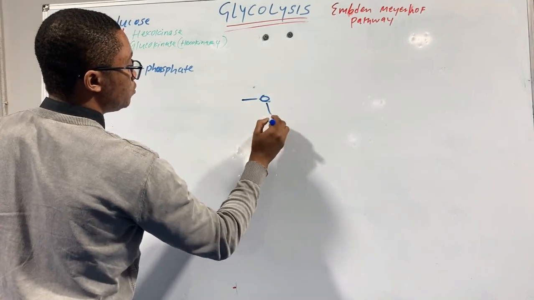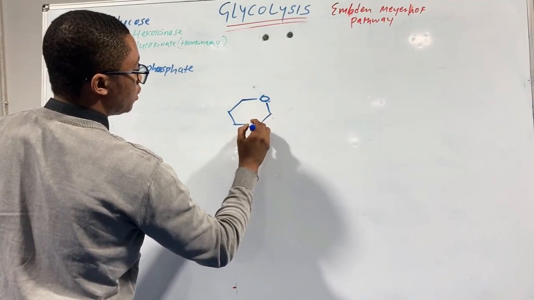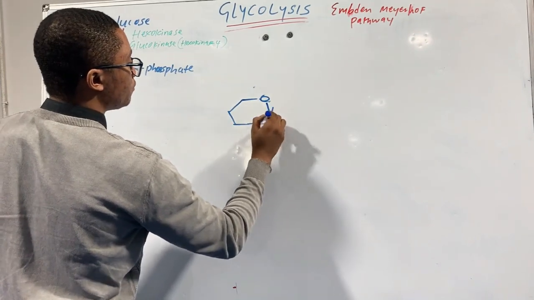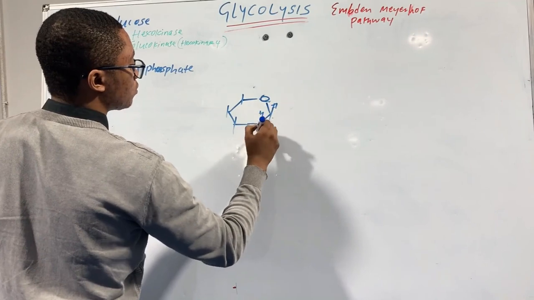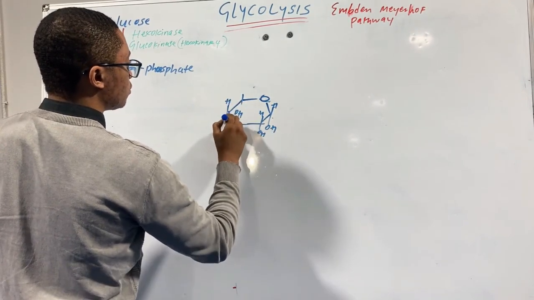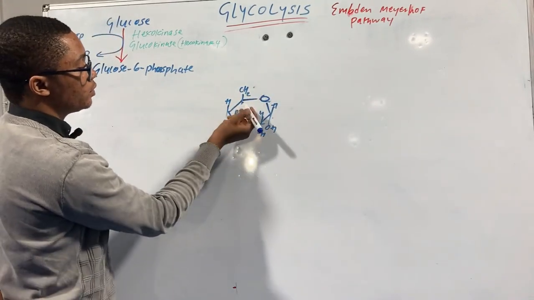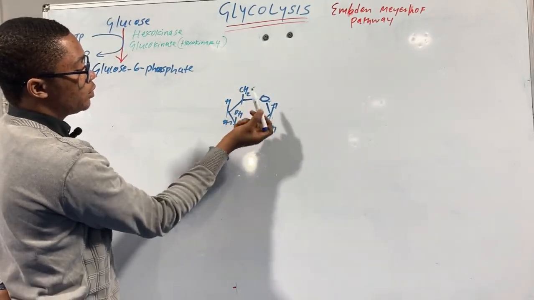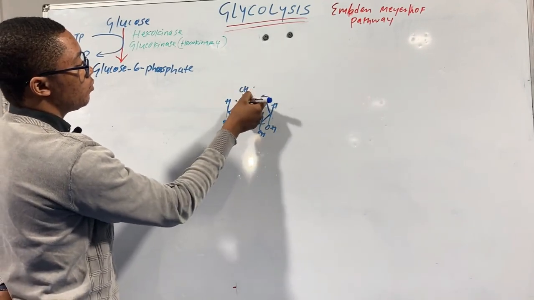You know, from the diagram of glucose, let me put that here, diagram of glucose, we have, okay, from here, remember, it is phosphorylating the carbon 6 of this glucose, 1, 2, 3, 4, 5, 6.